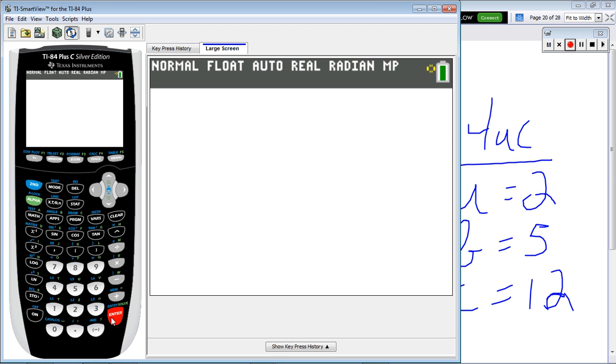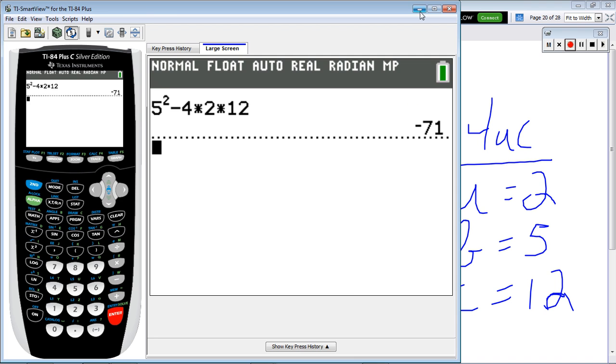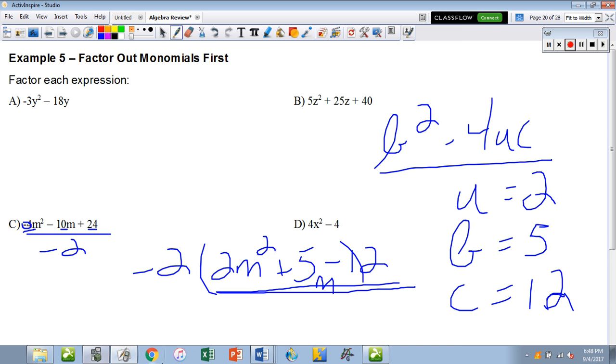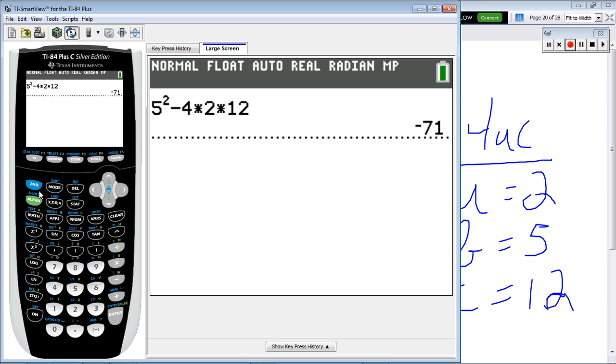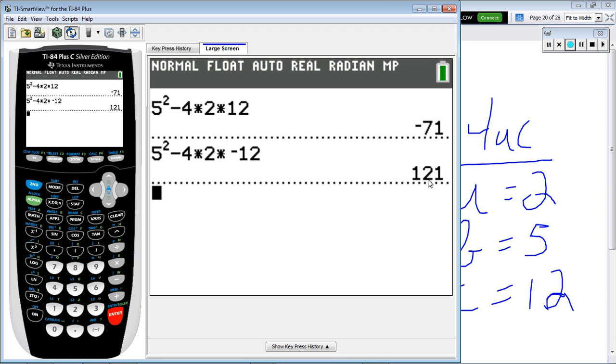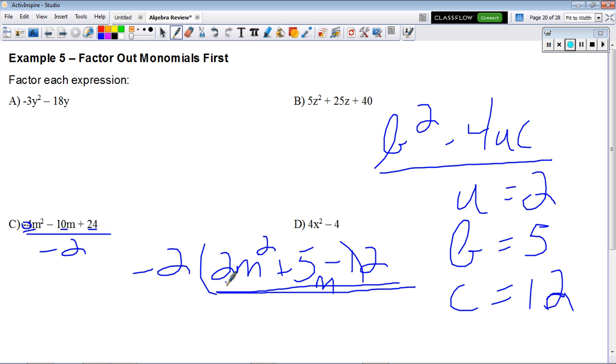And the value that I get when I do this is negative. Or is that negative 12? That's a negative 12. So let me pull this back up again. So this would be a negative 12, and when I do this, I get a value of 121. So 121 is a perfect square, because if I take the square root of 121, that equals 11. So since the value of the discriminant is a perfect square, that tells me this trinomial can be factored.